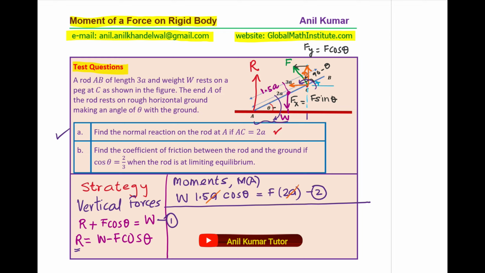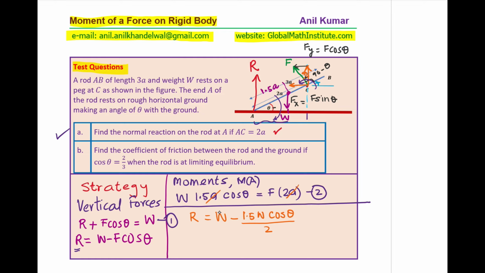So you have your equation, let me write it down. From here, we do get the value of R, which equals W minus, instead of F, I'm writing this value, which is 1.5 W cos theta divided by 2. So that gives you the value of R, which you can calculate and simplify to get your answer. So that is one part of it.